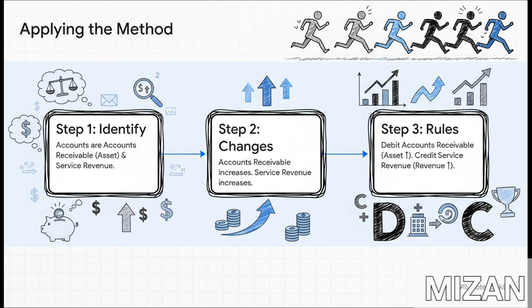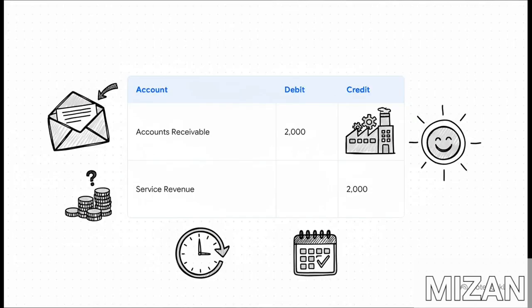Step 2, our revenue has increased because we earned it, and our accounts receivable asset has also increased. Step 3, to increase revenue, we credit it, and to increase an asset, we debit it. And there it is. We debit accounts receivable and we credit service revenue. Now here's the really crucial part. Our records now show that we have earned that money, even though the cash is not physically in the bank yet. This is a perfect example of what accountants call accrual accounting.